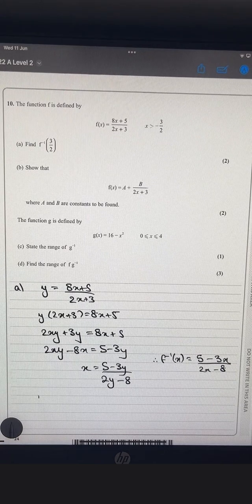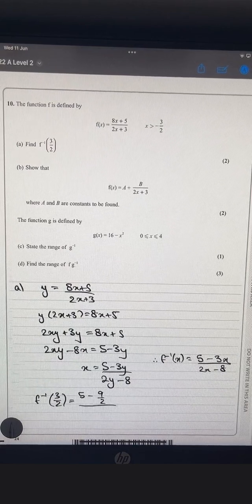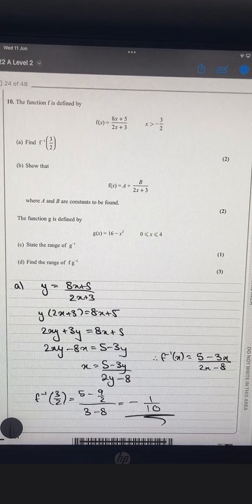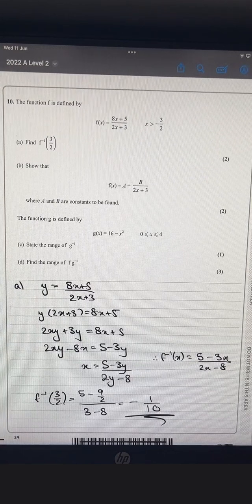So then I just say the inverse function of 3 over 2 is equal to 5 minus 3 times 3 over 2, which is 9 over 2, over 2 times 3 over 2, which is 3, minus 8, and I get negative 1/10 as my answer. So 2 marks for all that working, but it is a pretty standard question. So yeah, inverse functions, if you still struggle with those, just set your function to y, then rearrange for x to find what x is, and then that big chunky bit where you've got a bunch of y's is your inverse function, right? Because it's in terms of y.